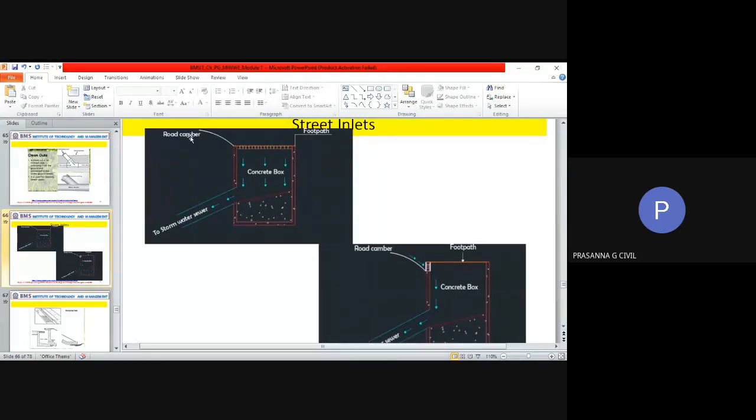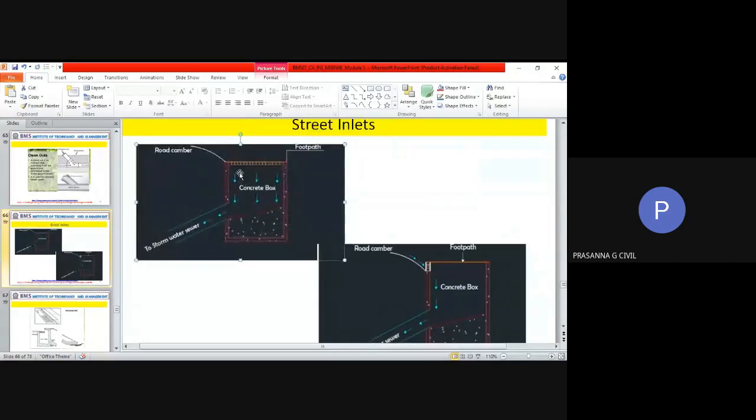So this is your road, and this is your footpath. In between this, sometimes you will see gratings on the road. Sometimes you will see the grating on the curved portion of the road. It can be either way. The street inlet can be either in the horizontal way or in the vertical way. So inlets are found somewhere in between your footpath and the road pavement, which can either be in this form, horizontal, or it can be vertical. Below that, there will be a chamber, a concrete chamber constructed, which is called the inlet.